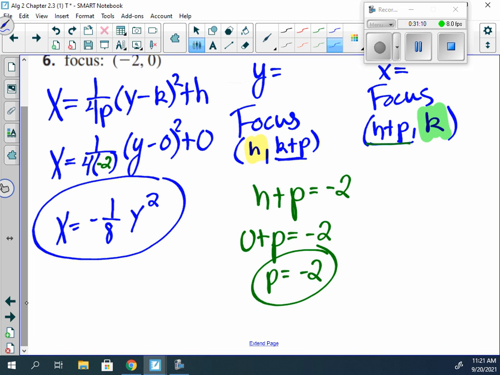Any questions on any of this here? Are we ready for the last one?